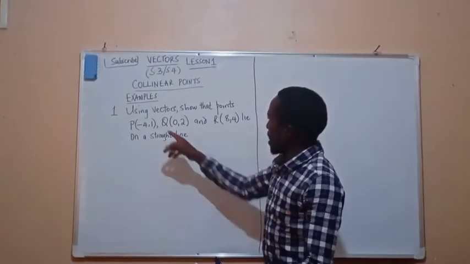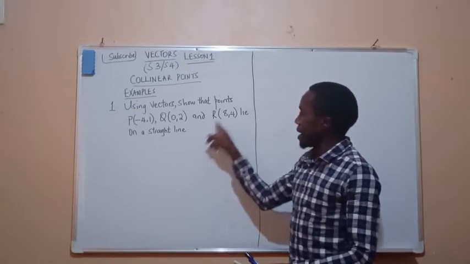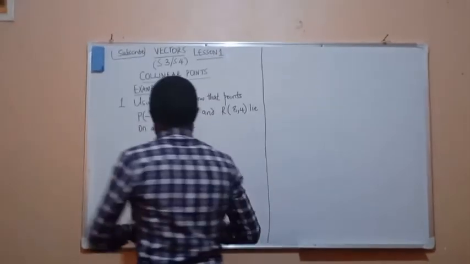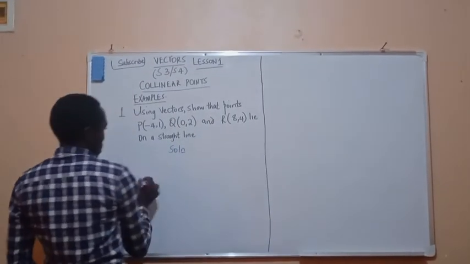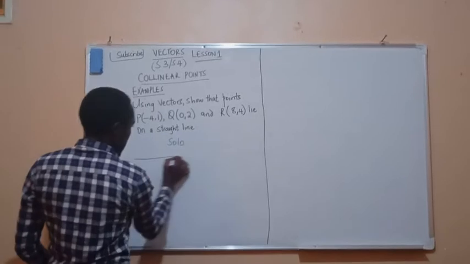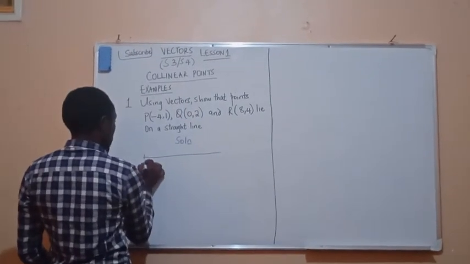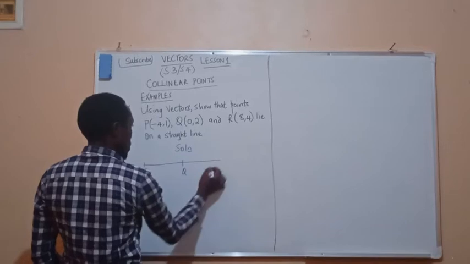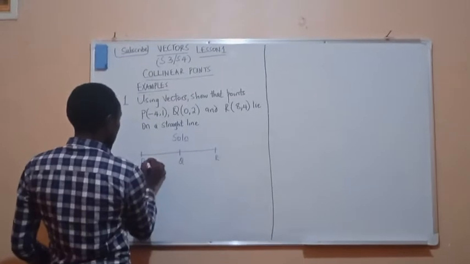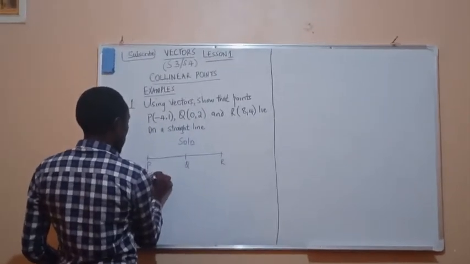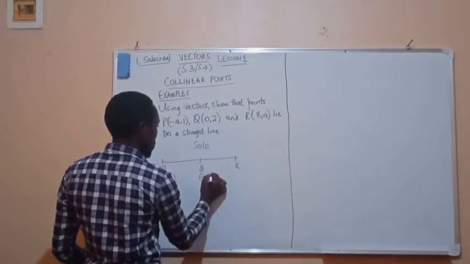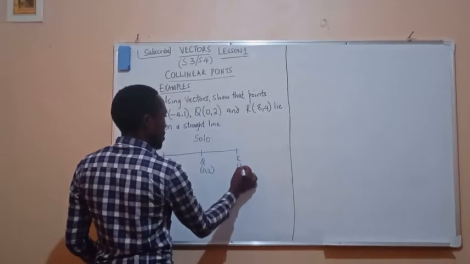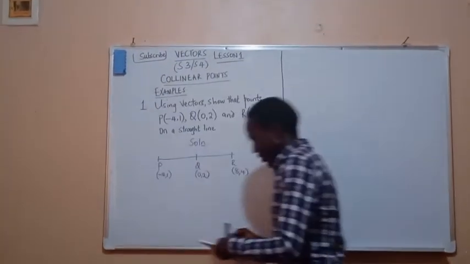Well, we are having points P, Q, and R. So it's better you first draw that line. This is my solution. I'll first draw my line, and my line will have point P, point Q, and point R. My point P is having coordinates -4 and 1. My point Q is having a coordinate 0, 2, and my point R is having a coordinate 8, 4. That is what we are having.